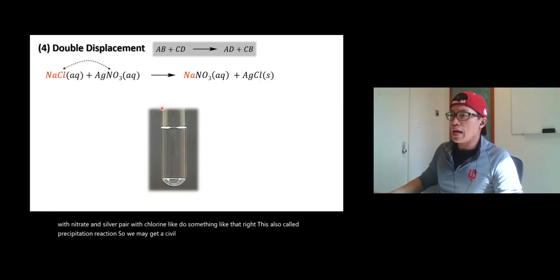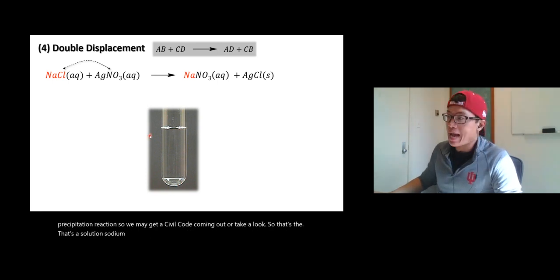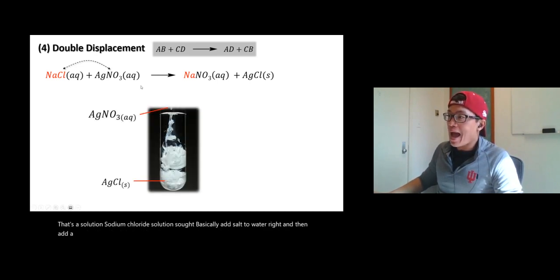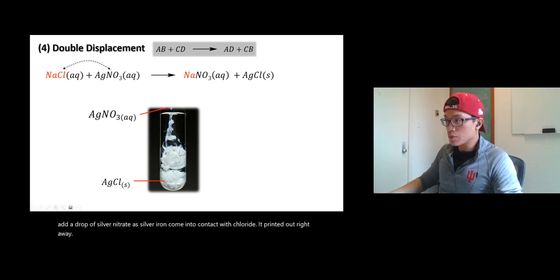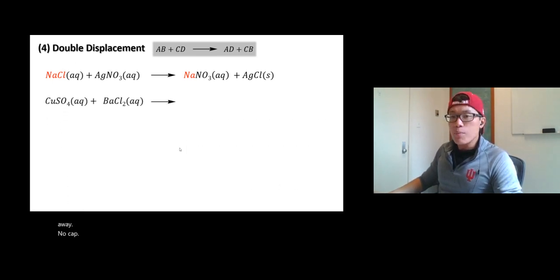Let's take a look. So that's the sodium chloride solution, salt, basically salt added into water. And then add a drop of silver nitrate. The silver ion comes into contact with the chloride, and it precipitates out right away. All right, one more example.